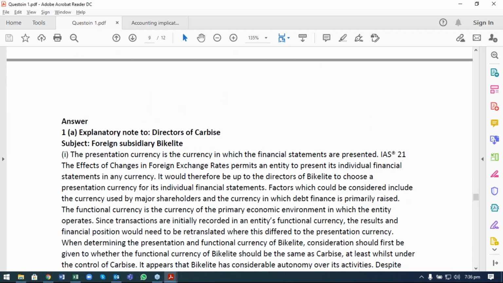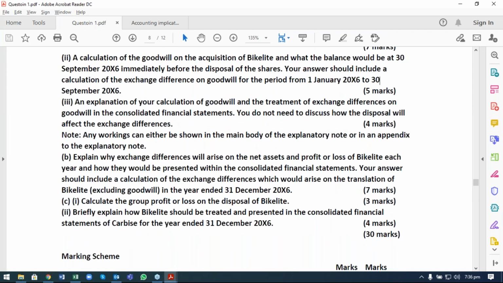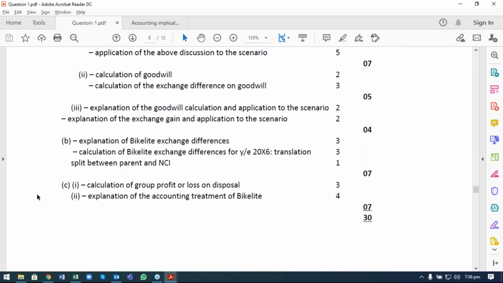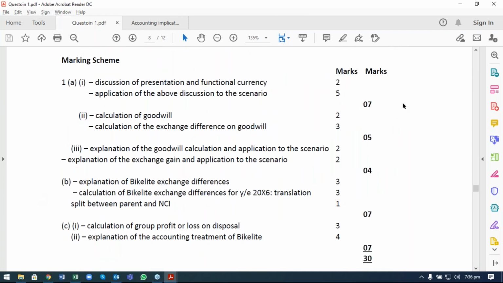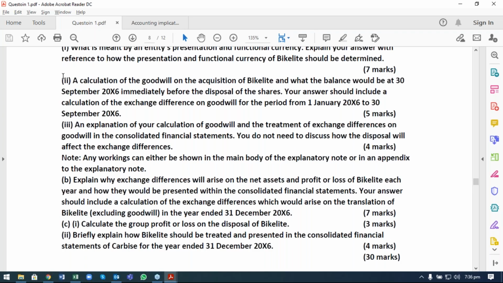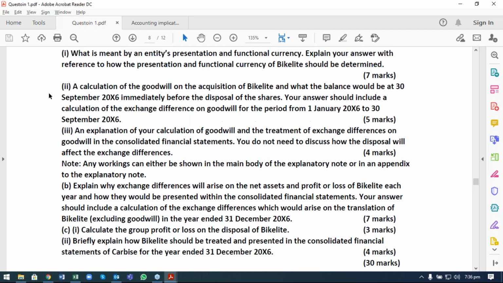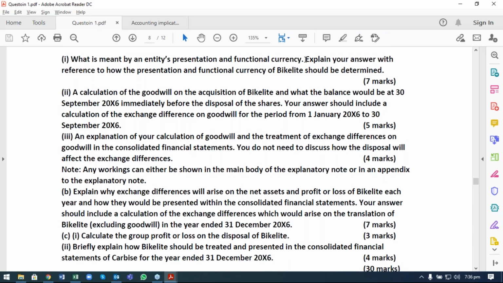Looking into the answer, if you look at the scoring scheme that was provided, you have in total 7 marks. Discussion of presentation and functional currency. We missed identifying what functional and presentation currency are. I believe there is a requirement over here on what is meant by an entity's presentation and functional currency. So we have missed this section altogether. Are you getting the point?